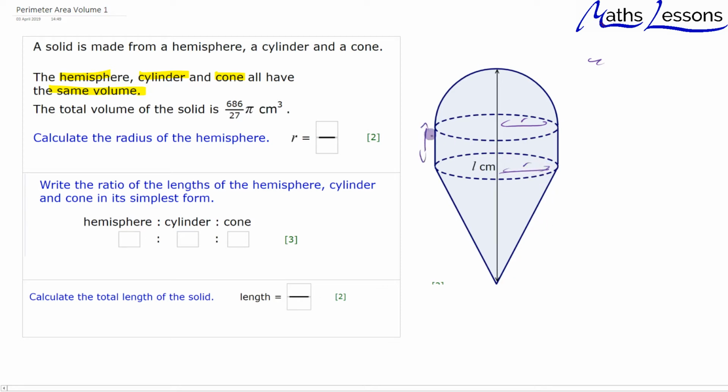I'm going to call the height of my cylinder H1, and I'm going to call this one H2. So therefore we know that the volume of this is equal to 4/3 pi r cubed times by a half, because it's only half a sphere. So that gives me 2/3 pi r cubed for the volume of the hemisphere. I'm just going to write this out, but you don't need this out for this part of the question.